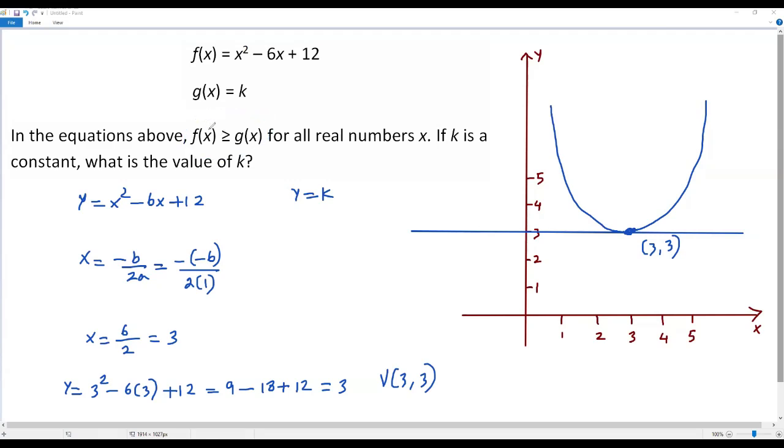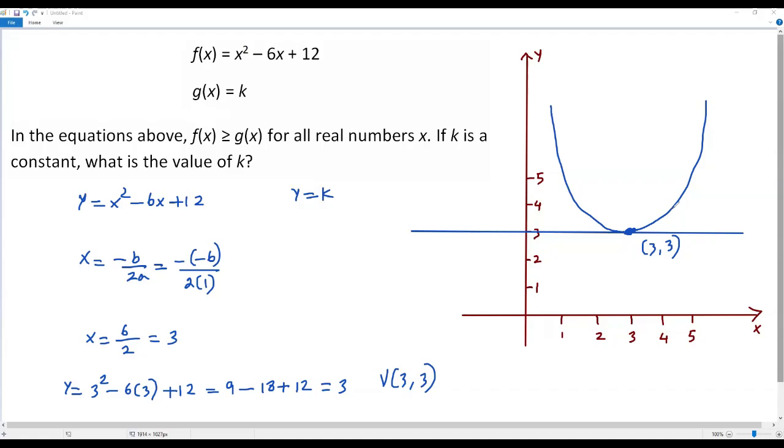That is, the y coordinate of the parabola can be equal to the y coordinate of the line, or the y coordinate of the parabola has to be greater than the y coordinate of the line. So only if I draw the horizontal line through the value 3 on the y-axis, tangent to the parabola at the vertex, can the y coordinate of the parabola and the y coordinate of the line be equal. Here at this vertex, the y coordinate of the parabola is 3, and also the y coordinate of this line is 3. Both of them are equal.